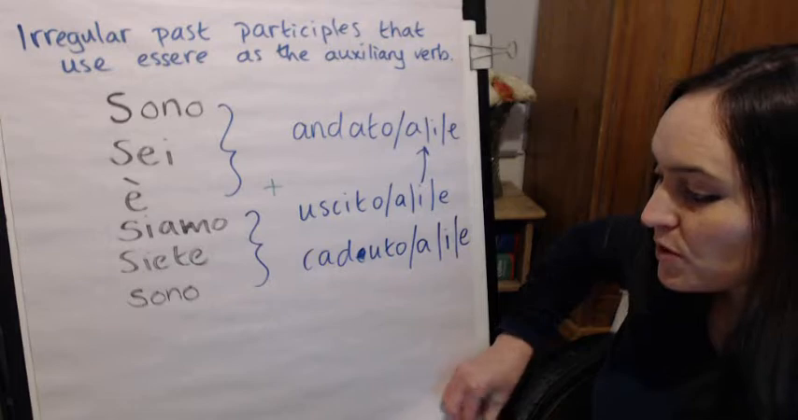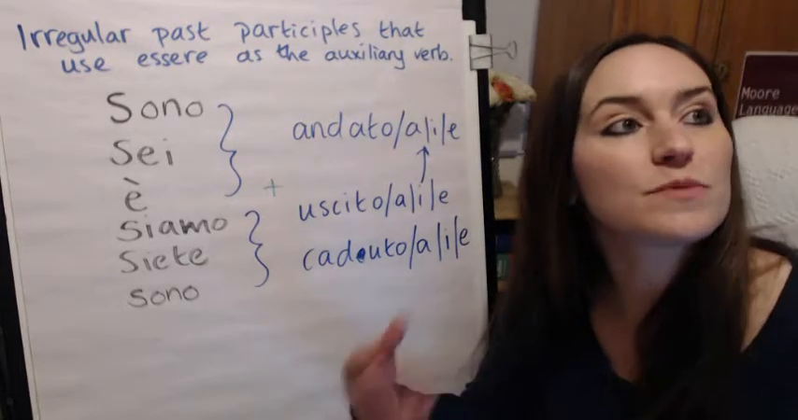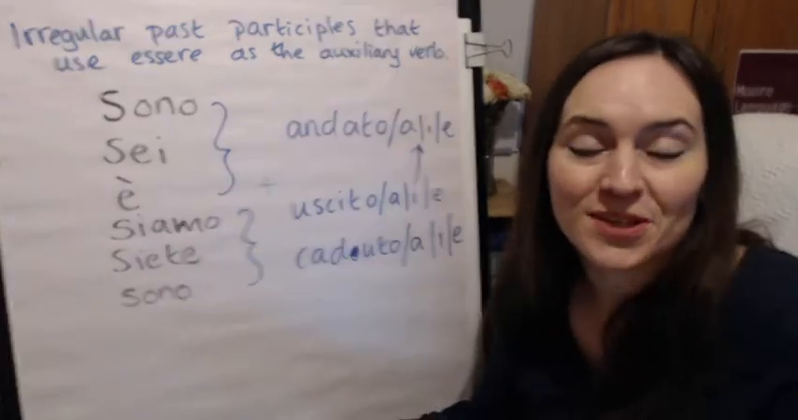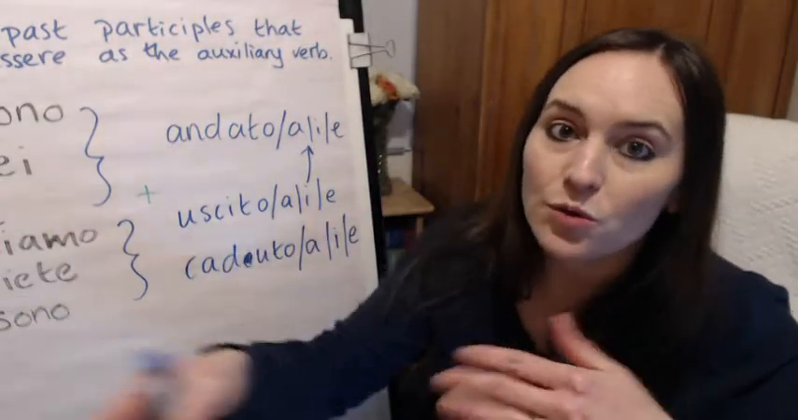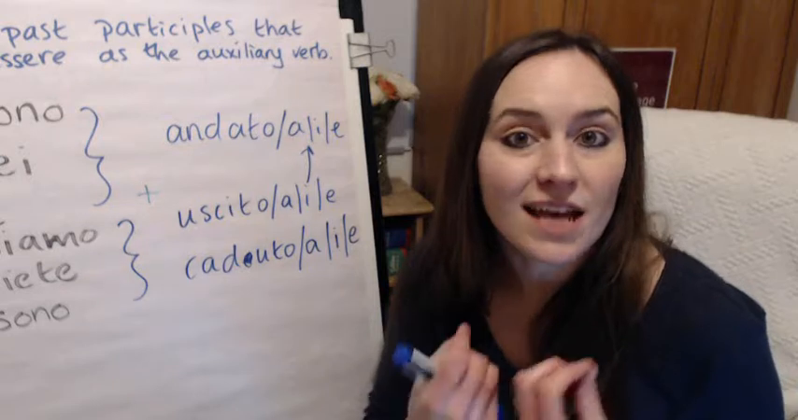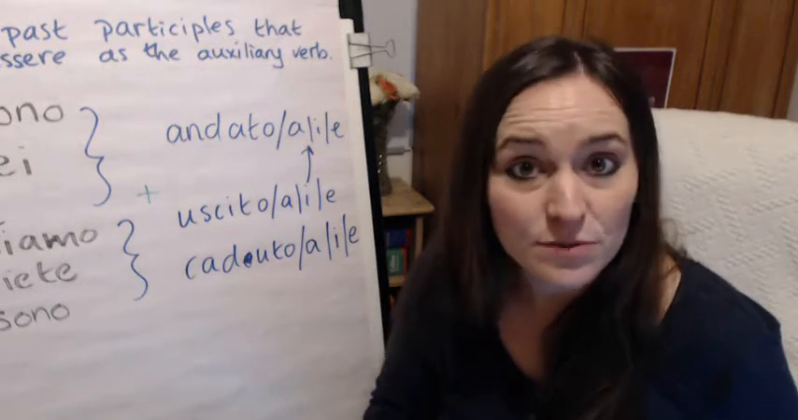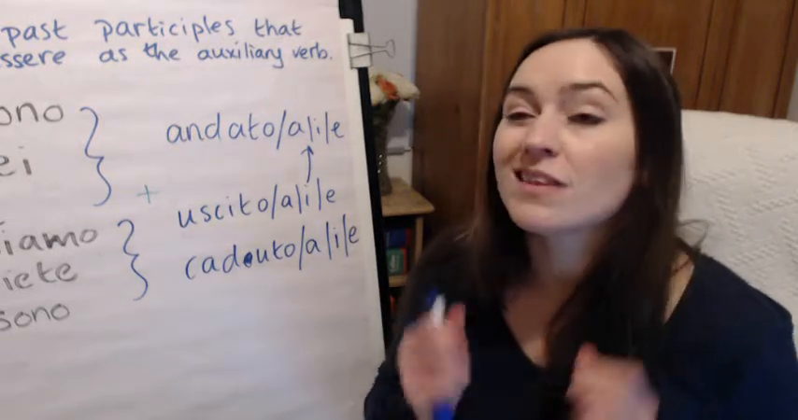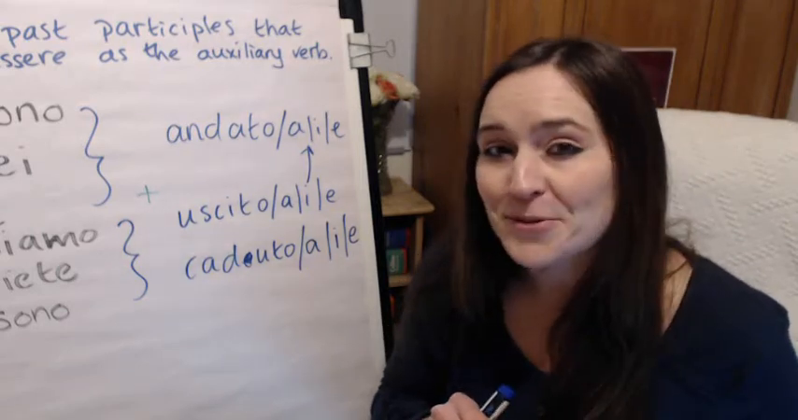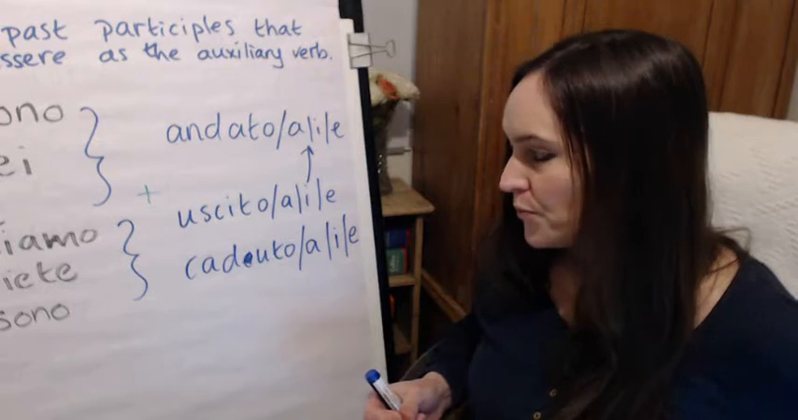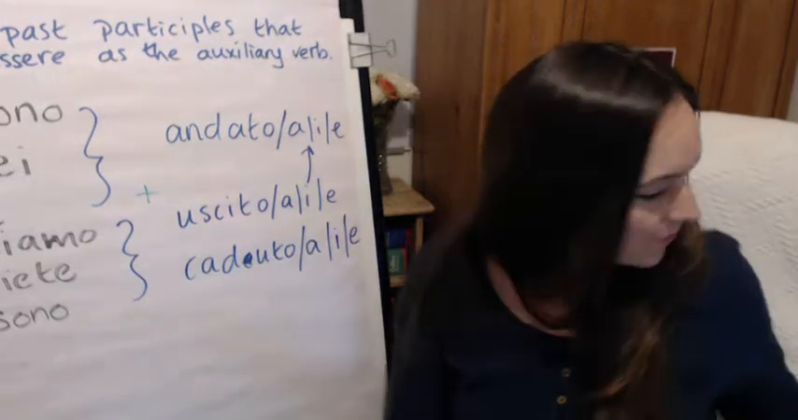They tend to be verbs of movement. Okay, to leave, to come back, to go. These are the types of verbs that take essere, and also reflexive verbs will always take essere. They're a bit more complicated, and reciprocal verbs, and we'll leave it at that for now. So let's look at some of the irregular ones.